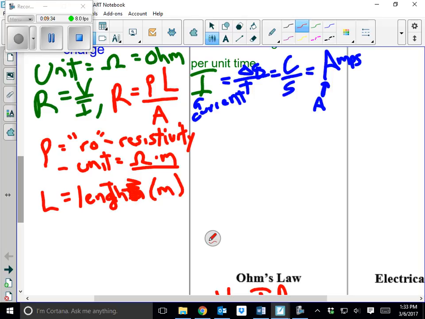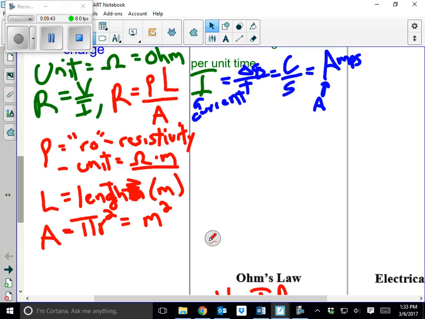And that's meter, and then area. A wire makes the shape of a circle, so the area of a circle is pi r squared, so the unit would be meter squared. We're going to be doing a lab in class called Resistance in a Wire, where you're going to be using resistance in a wire to find out the real resistance on the resistance boards and compare it to using Ohm's law.